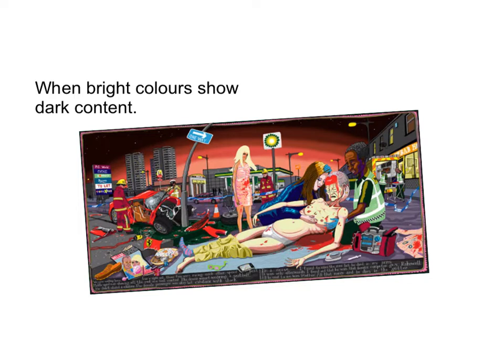There's lots of bright colours working in this image, yet it shows really dark content, yet works. So how might we use this in our own photography? I'd like you to think about that, and if you haven't already done the task from this further learning section, maybe have a go at doing it.